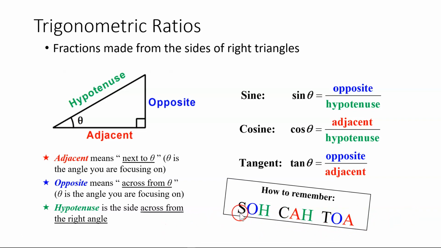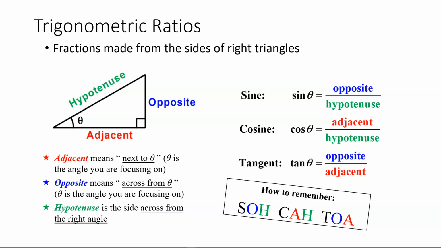So first letter tells you sine, cosine, or tangent. Middle letter tells you which side goes on top of the fraction. Last letter tells you which side goes on the bottom of the fraction. SOHCAHTOA. Make a chant. Chant it to yourself before you go to sleep. Get it in your head.